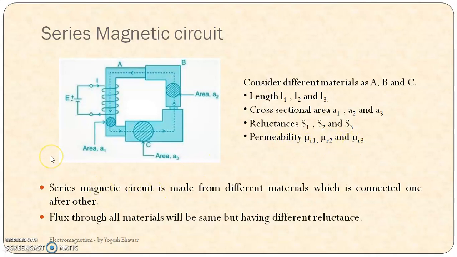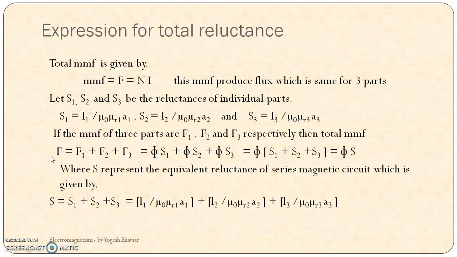Right? So let us derive different expressions for the reluctance and mmf. So for this circuit, total mmf is given by F is equal to Ni. This is the mmf produced flux which is same for all three parts. Just like we have seen in electrical circuit, current through all the resistances are same. So here the flux through all materials are same.